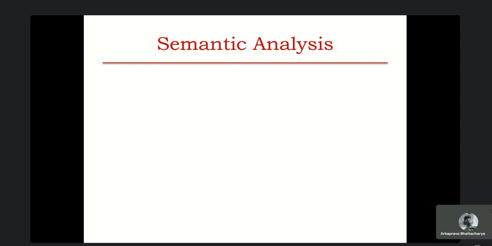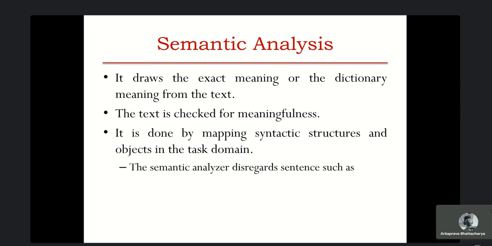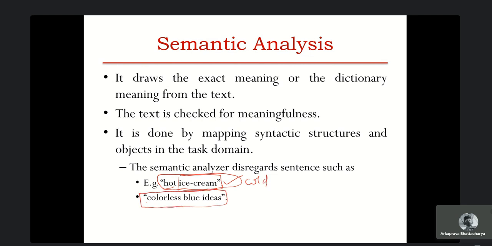Next, you have the semantic analysis. So what does it do? It draws the exact meaning or the dictionary meaning from the text. Let's suppose you have something like "the hot ice cream." This sentence should always be rejected, because ice cream is not followed by hot, it is followed by cold. Similarly, "colorless blue ideas": generally the sentence should be "colorless green ideas" instead of blue ideas.